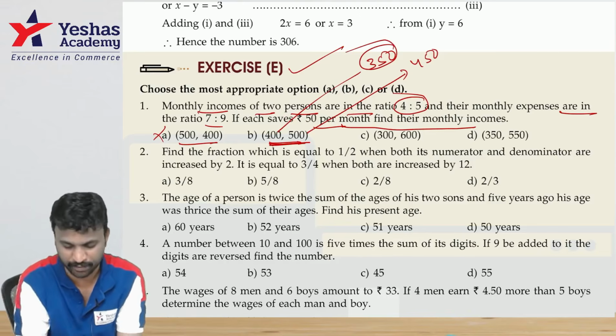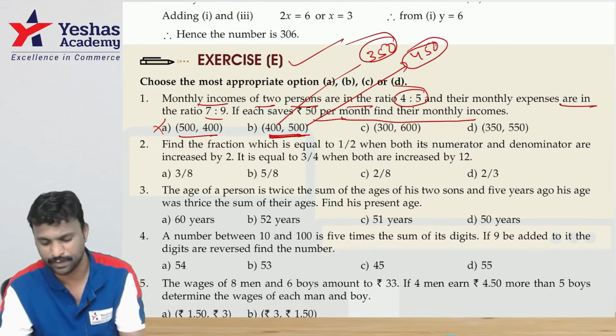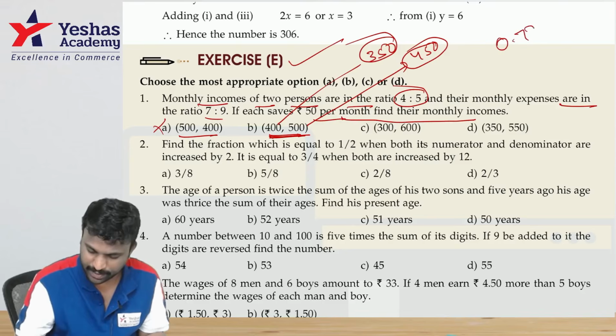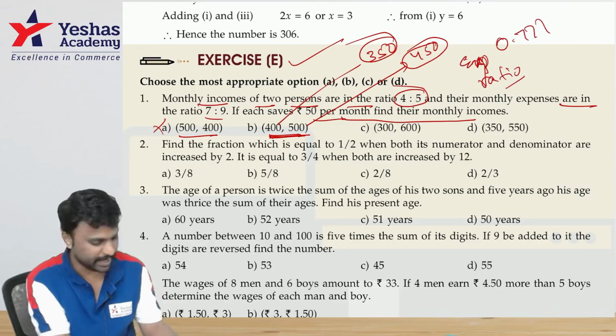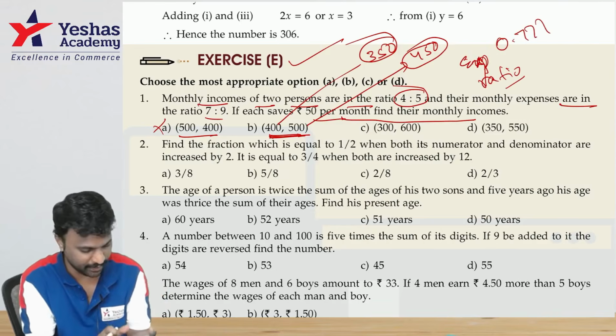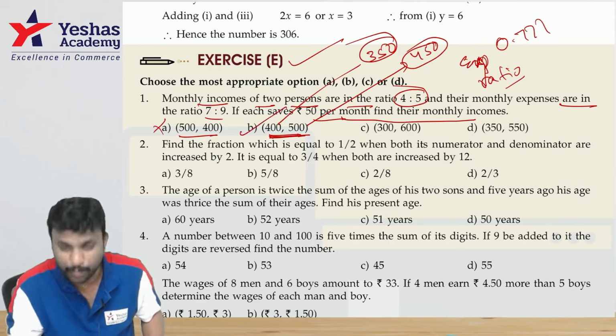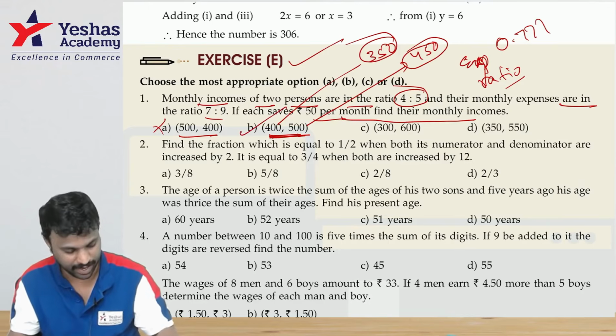That means expenditure for the first person is 350. Second person expenditure is 450. Find out the ratio, guys. 350 divided by 450 is how much? It is 0.777. What is the expenditure ratio? They have given in the question 7 divided by 9, which is 0.777 only. That means option B itself is the right answer.